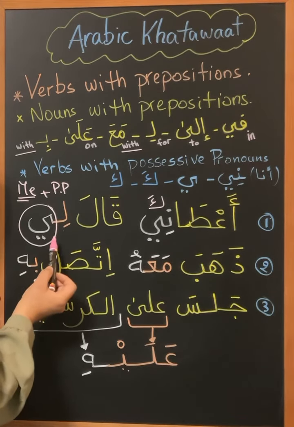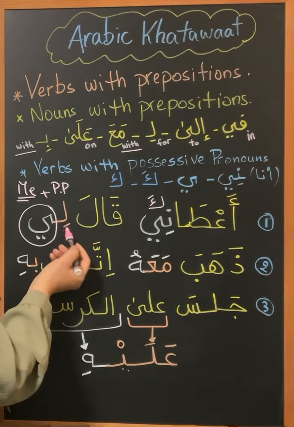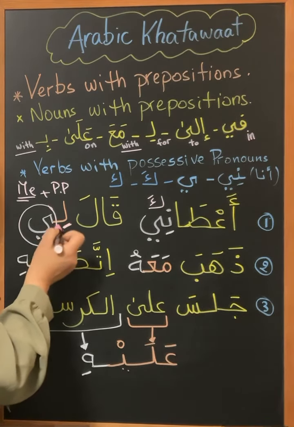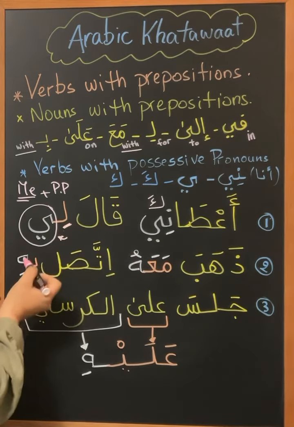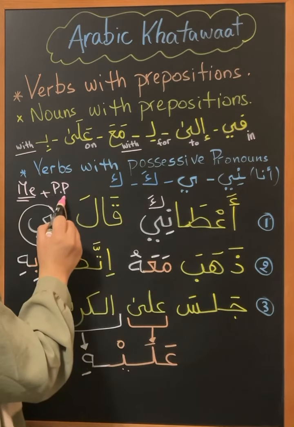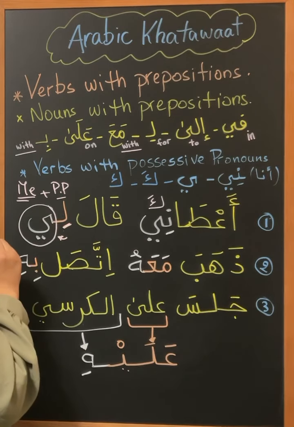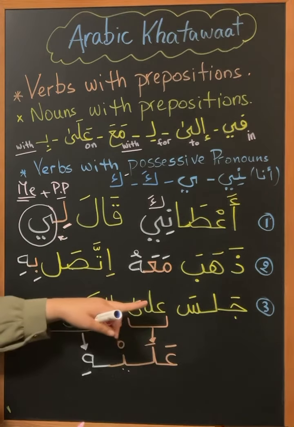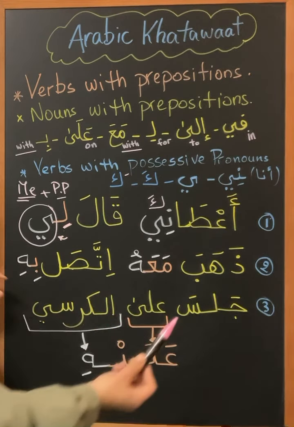There is also another thing to remember with this verb. The kasra over here goes with me only. It does not go with you. If you're saying قال لك, he told you, you have to put a fatha over here because you're using the ك. We'll look at more examples, that way you can see what I mean.